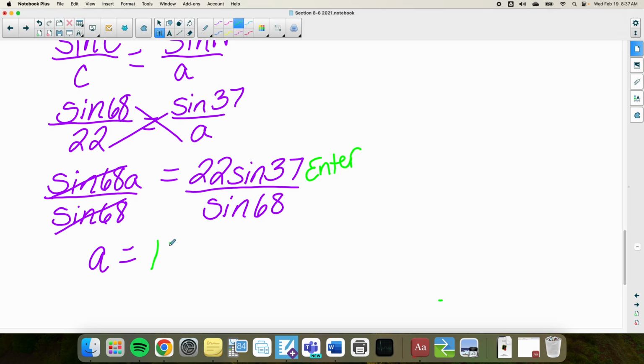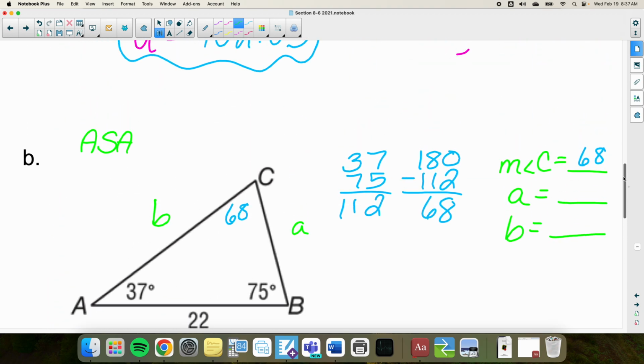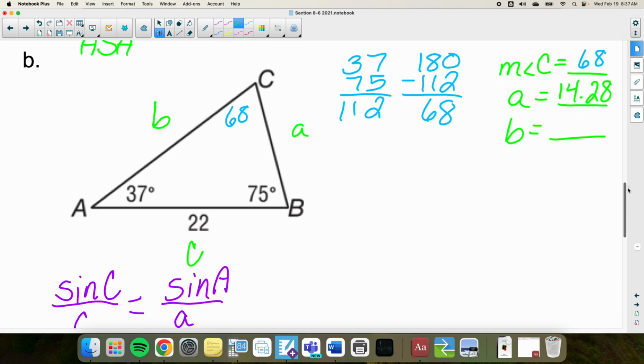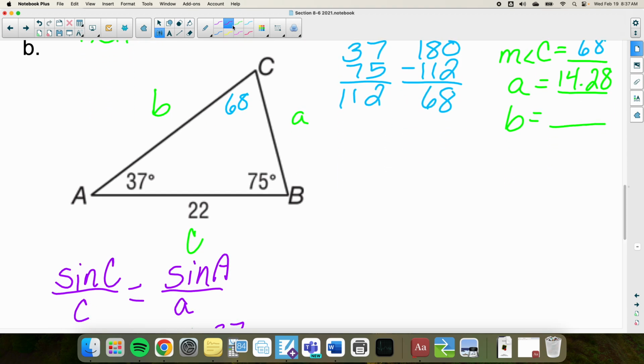So 14.28. Is that what you guys got? Yeah. So that's little a is 14.28. Now what I'm going to do is find little b, and I'm going to stick with the fact that I know angle C and little c.